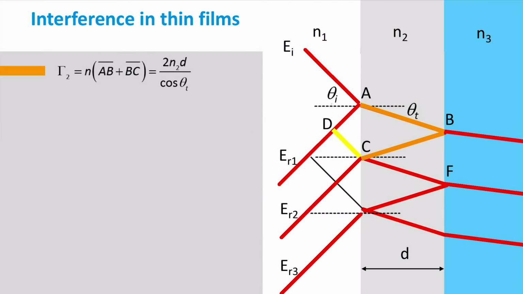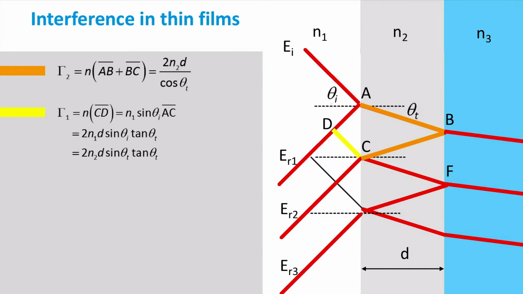To find how the waves interfere, we need to look into the optical path length difference. Let's first look at wave 2. The wave propagates from A to B and from B to C. Its optical path length therefore equals the sum of AB and BC multiplied by the refractive index of the medium, n2. AB and BC both equal d, the thickness of the gray layer, over cosine theta T, the angle of transmission, yielding the shown equation.